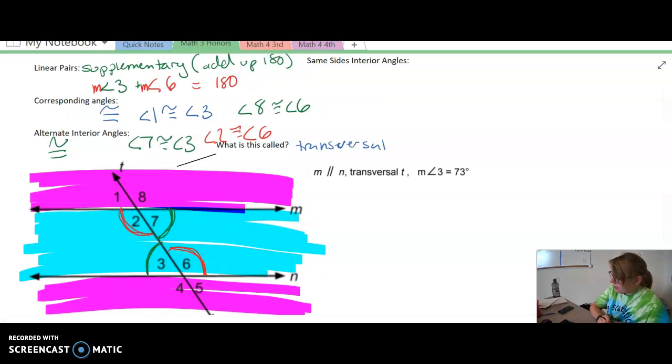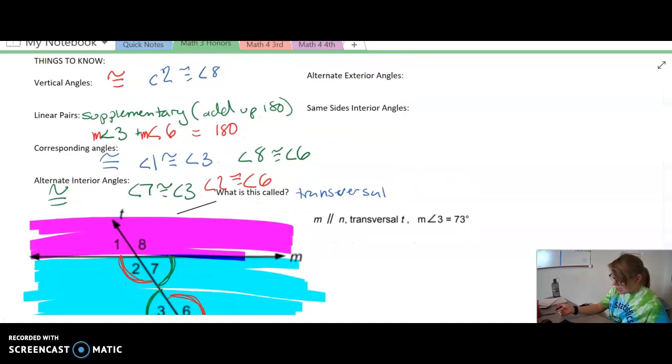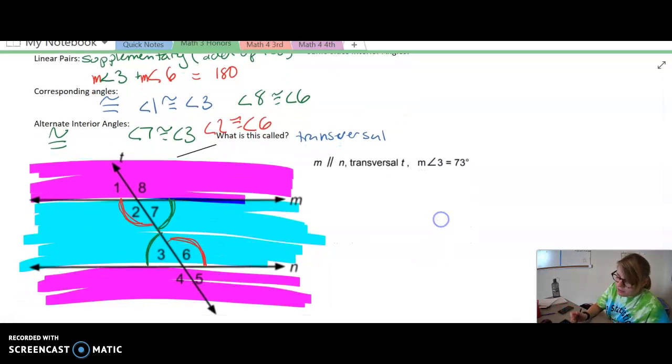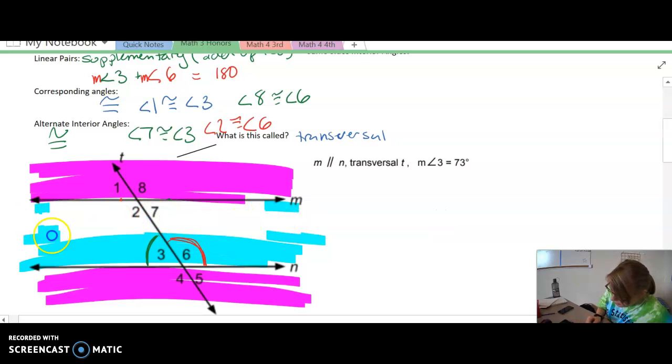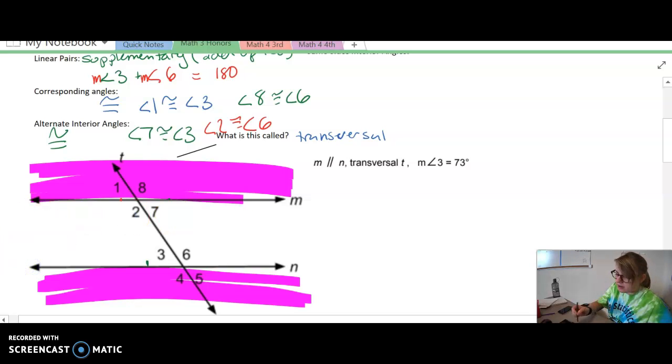Alright? Along with that same idea, we also have alternate exterior angles. Exterior, as I said before, is dealt with the pink highlighter. So I'll get rid of this blue highlighter so we don't think about it. And it's still going to be alternate just like the interior. So we are going to say that 1 is congruent to the alternate, which is 5. We can also say that 8 is congruent to the alternate, which is 4.